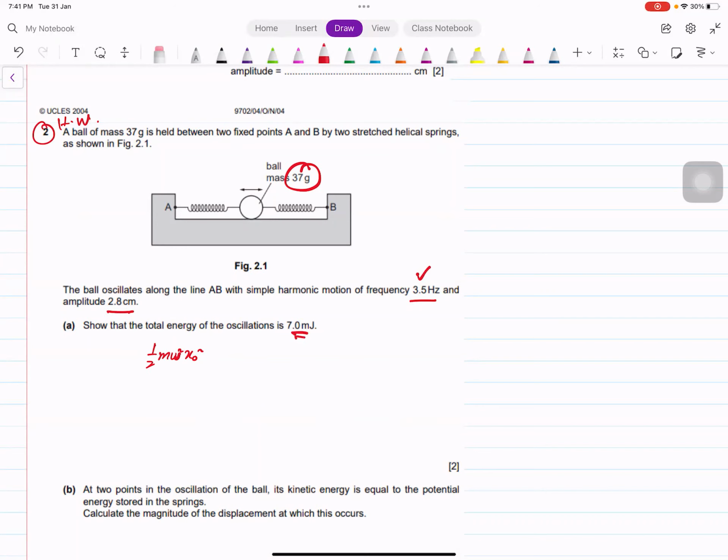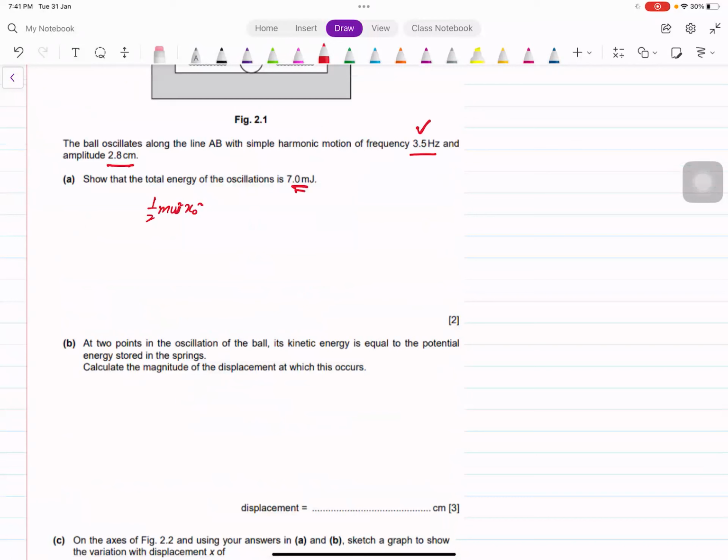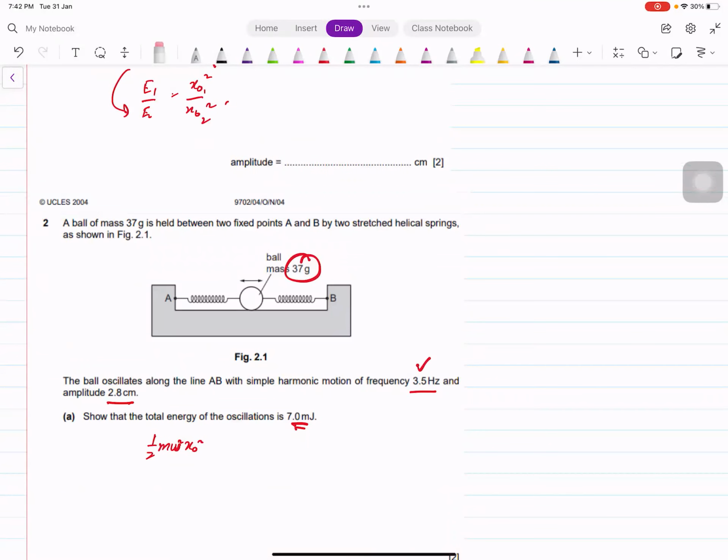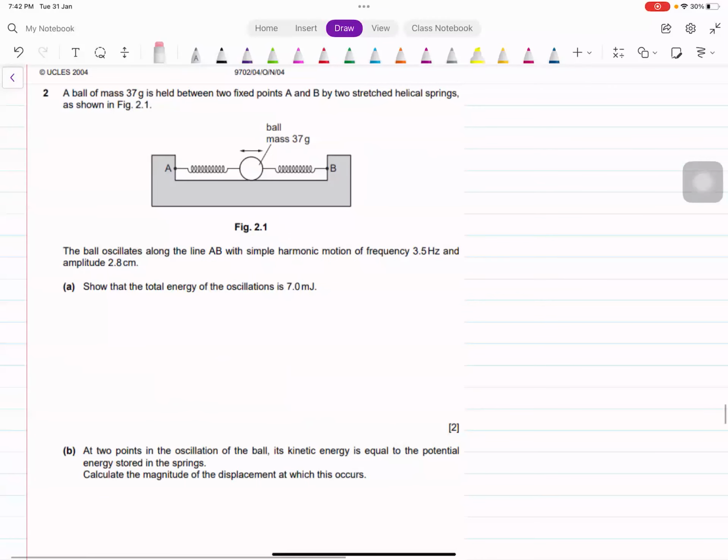Easy, right? Then it says at 2 points in the oscillation of the ball, its kinetic energy is equal to the potential energy stored in the spring. State the magnitude of displacement at which this occurs. This is the question that I want to do. So I'm not going to give you any homework for this. I'm going to solve this on my own. So this is a kind of different question. Anyway, so first of all, let's look at half times 0.037 multiplied by, I changed 37 into kgs, all right?